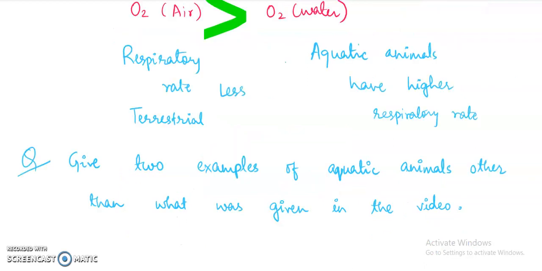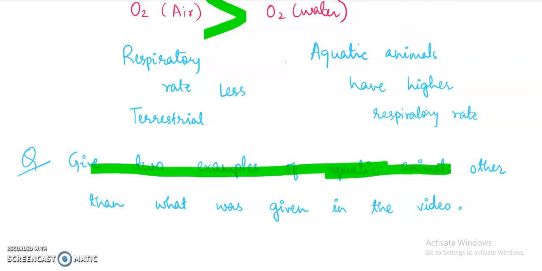Viewers, this is the question for you. You need to give any two examples of the aquatic animals other than that given in the video. One example was given by me in the video. You don't have to cite that example. You need to give two from your own side of those organisms that reside in the water. You can write your answer in the comment section.